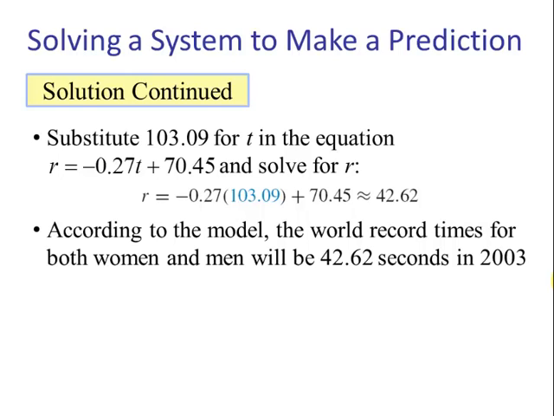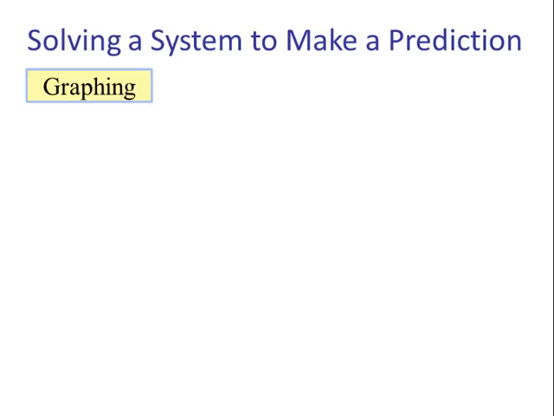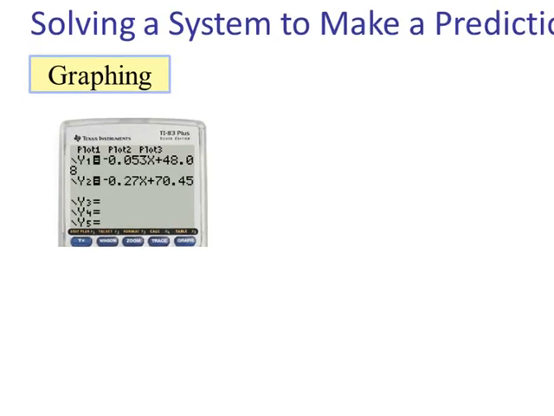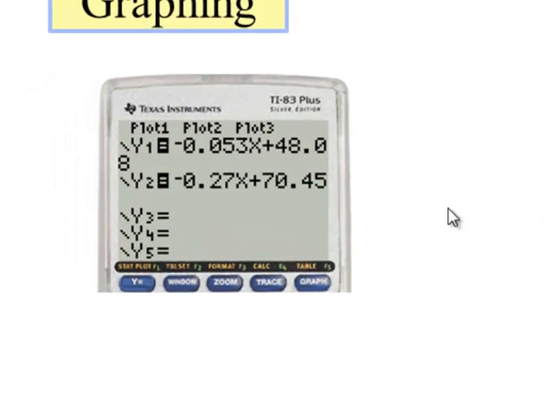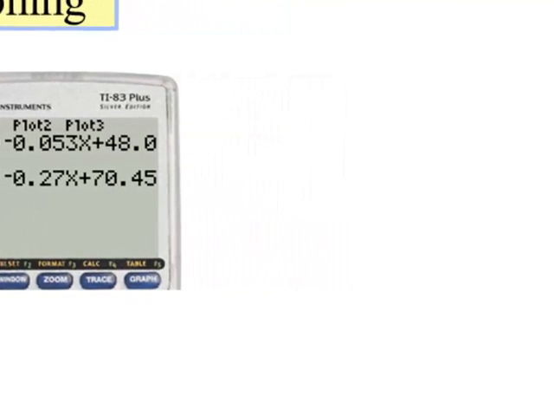According to the model, the world record times for both men and women will be 42.62 seconds about 103 years after 1900, or in 2003. To verify this by graphing, we go to the y equals, we type in the equation for men and women, and make sure our stat plot is turned off.